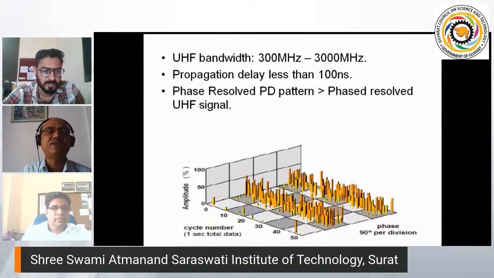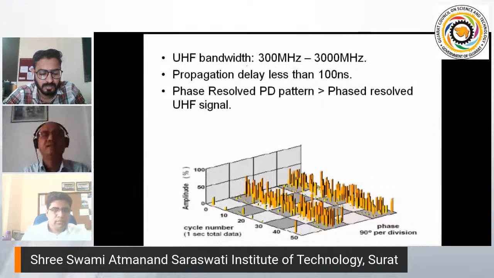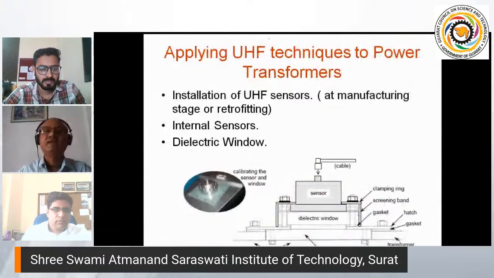In case of UHF also, phase resolved PD can be done. Phase resolved PD means the phi-q-n pattern can also be done. You can understand this part if you go for a little bit further study, because I will not cover that in detail, but just for information, UHF PD can also be used for phase resolved PD analysis.